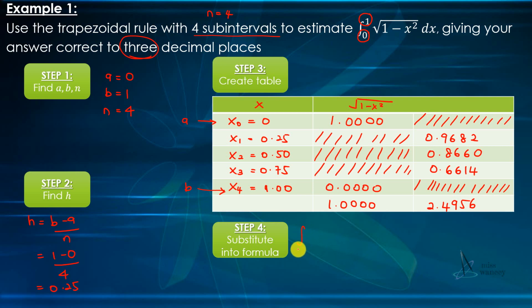Okay, so once we have everything here, let us substitute into the formula. So the formula, when we want to integrate from 0 to 1 the square root of 1 minus x squared dx, is h over 2. H is 0.25. Divide them by 2. And then simply take the first and the last term. So 1.0000 plus 2 times the remaining ordinates, 2.4956. So use your calculator to calculate this one and give your answer correct to 3 decimal places. So the answer for this one is 0.749, correct to 3 decimal places.